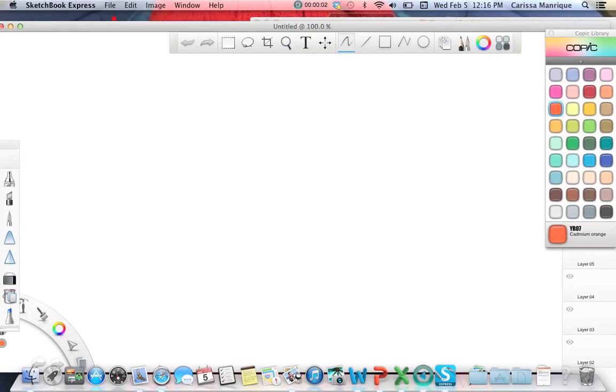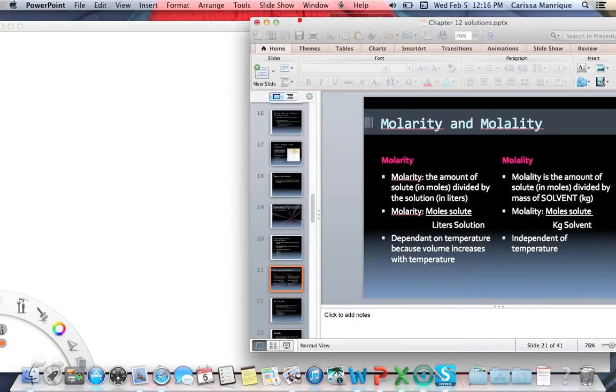Okay, so now let's go over different calculations of solutions. So we looked at the long list before, so now let's do a calculation of molarity versus molality. Okay, we've seen molarity before. This is a big M. Remember, this is moles per liter. So this is moles of your solute versus liters of your solution.